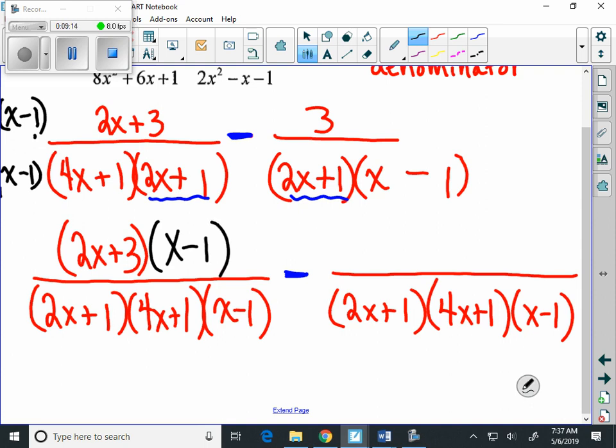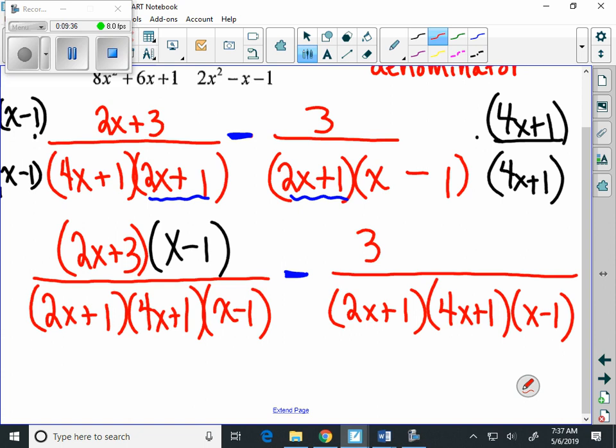Same idea over here. We have a 2x plus 1 that was already there, and we have the x minus 1 already there. But to get the complete denominator, we had to multiply the bottom of the fraction by 4x plus 1, which means that we're multiplying the top of the fraction by 4x plus 1 as well, the fancy form of 1. So this is going to be minus 3 times 4x plus 1.